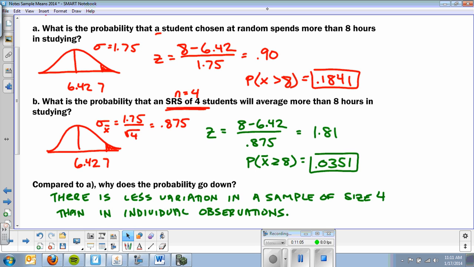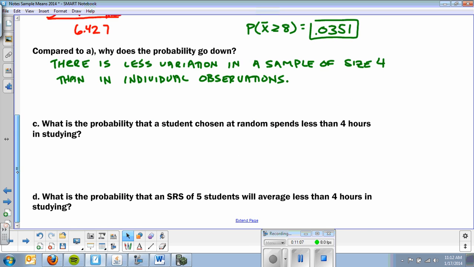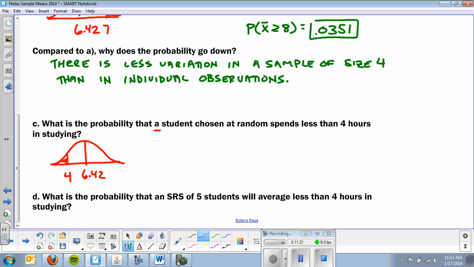Okay, so we'll do one more. What is the probability that a student chosen at random spends less than 4 hours studying? So again, this is just an old problem. Mean of 6.42. We want 4 or less. We have a standard deviation of 1.75. I get my z-score, x minus the mean over standard deviation. I get a z-score of negative 1.38.